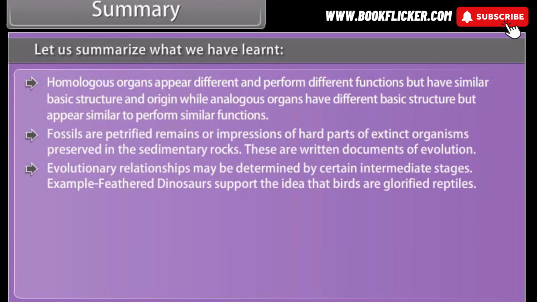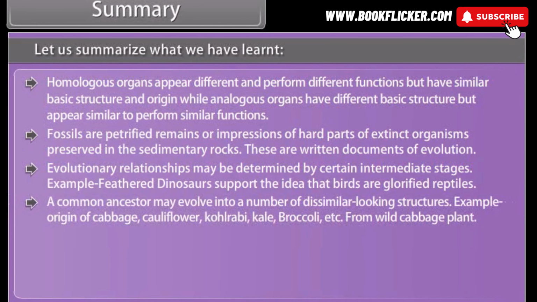Evolutionary relationships may be determined by certain intermediate stages. Example, feathered dinosaurs support the idea that birds are glorified reptiles. A common ancestor may evolve into a number of dissimilar-looking structures. Example, origin of cabbage, cauliflower, kohlrabi, kale, broccoli, etc. from the wild cabbage plant.